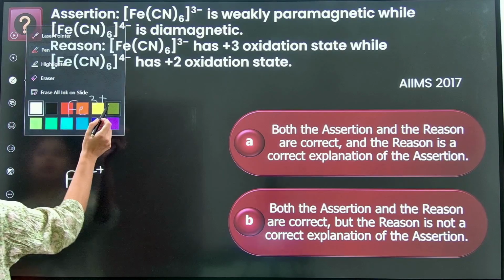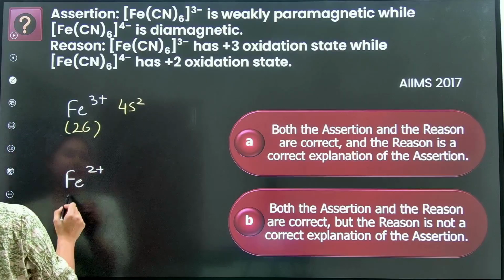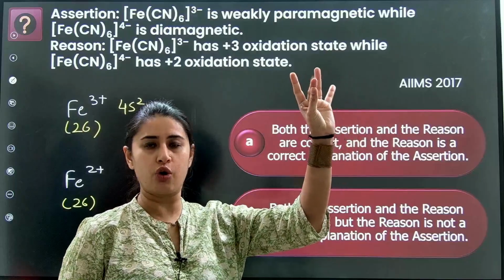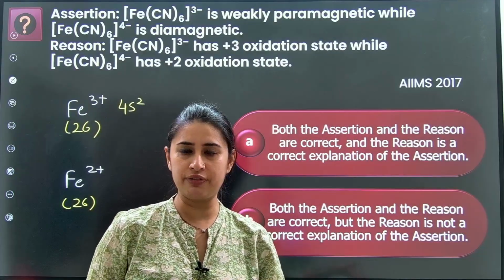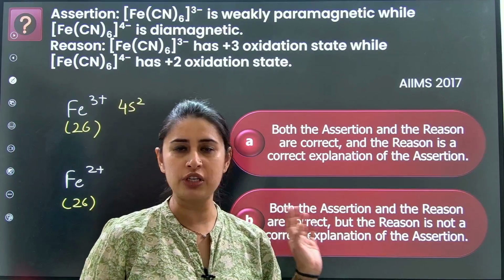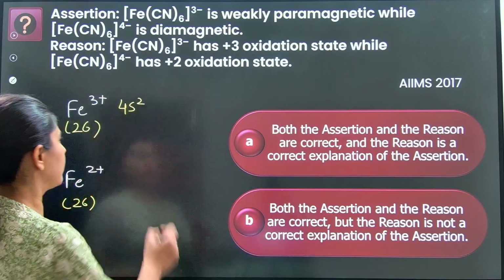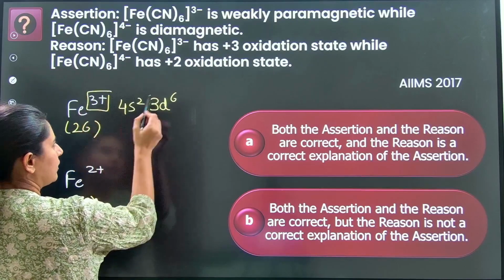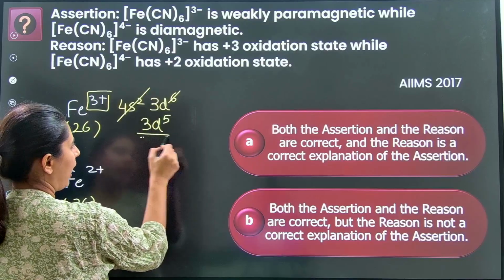So what's the electronic configuration for neutral iron? Iron is 26. Sc, Ti, V, Cr, Mn, Fe, Co, Ni, Cu, Zn. You might have your own ways to remember the 21st to 30th elements. I remember it like that. So you have iron as 26, that means 4s2 3d6. For 3+, that means 2 electrons from here, 1 from here. It is going to be 3d5.